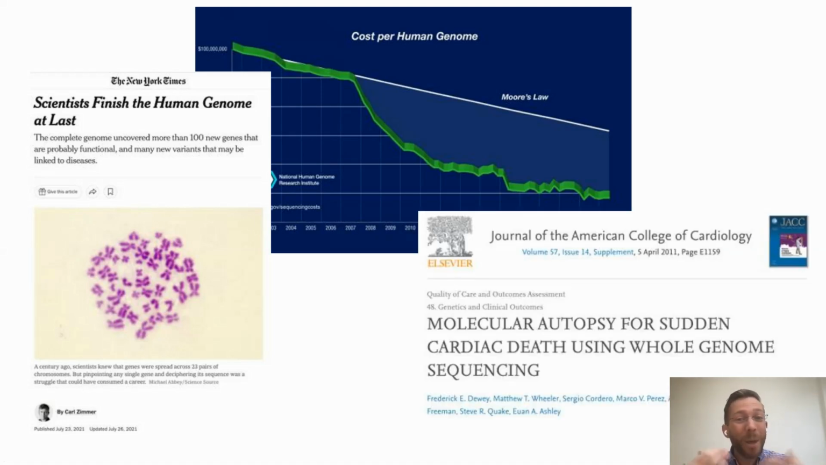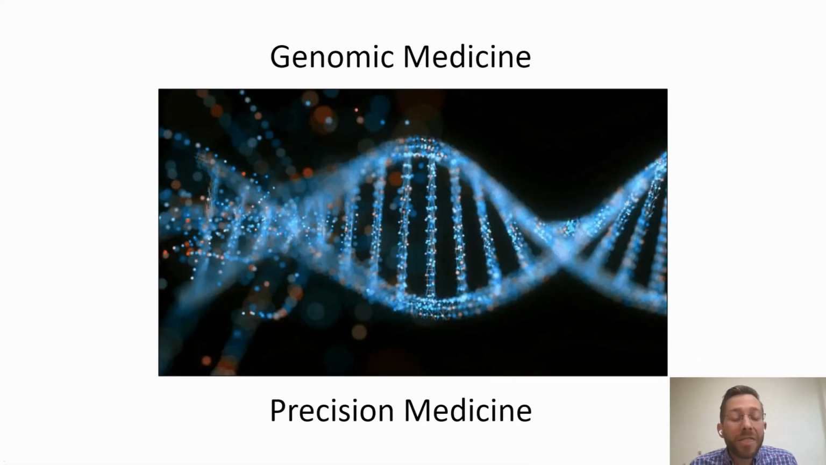Also, we've been able to start to integrate genome sequencing into our healthcare system. And this started in around 2010 when the first whole human genome was brought into a clinician's office, and they were able to identify the cause of death for a young man who died of a sudden cardiac death. This was the start of genomic medicine.